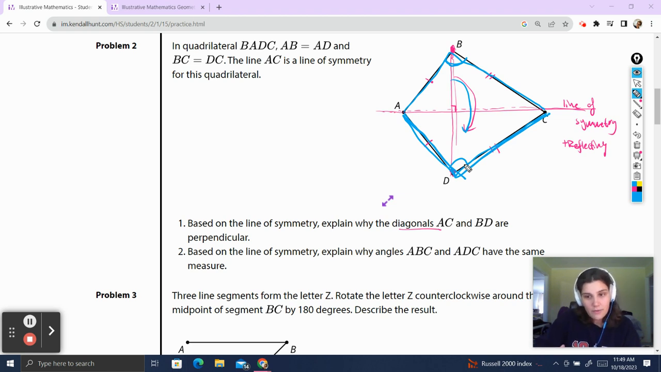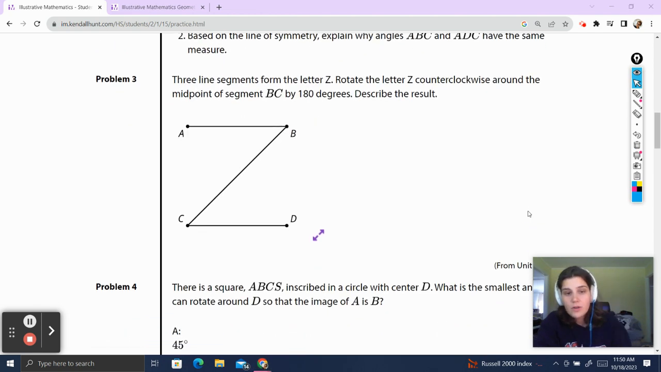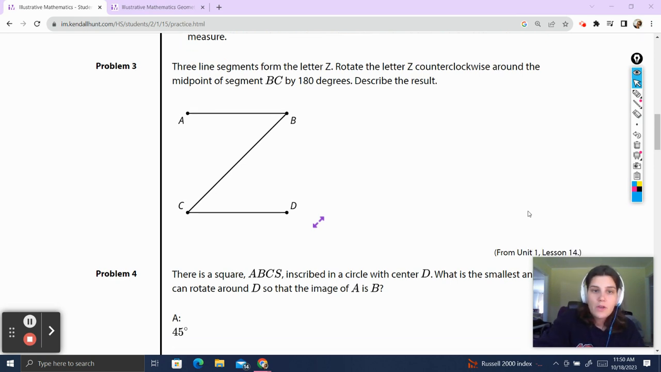So when an angle is reflected, as this one is, and we know that because it's the line of symmetry, we know that the angle measures are going to be the same. Let's go on to question number 3. Problem 3. And make sure to pause the video if you need to go over what I'm saying, because I am verbalizing the answers, but I'm not writing them down. So if you need to take a second to write it down, feel free to pause at any time. Problem 3. 3 line segments form the letter Z.